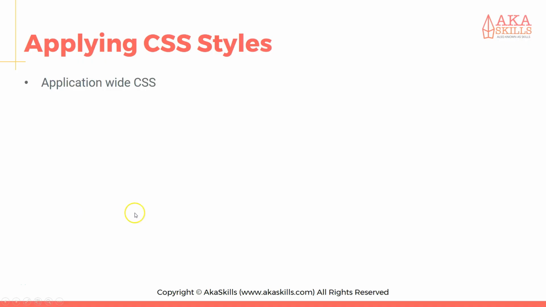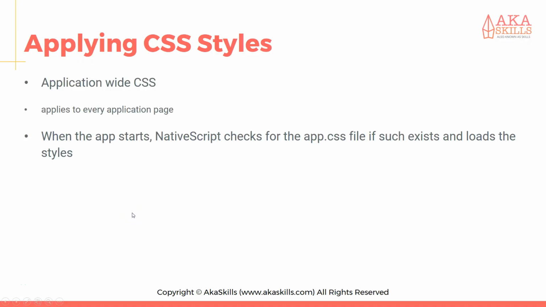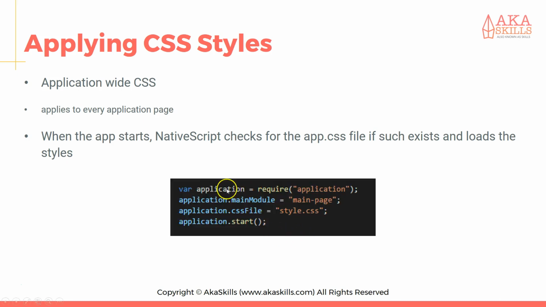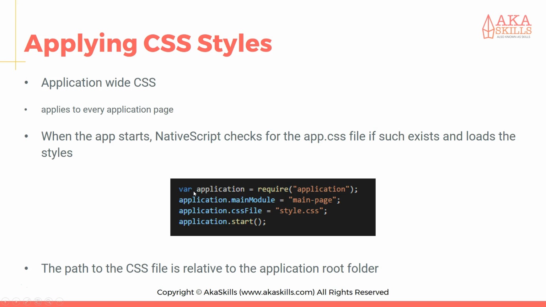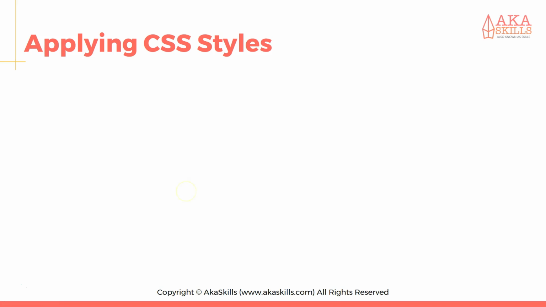Applying CSS styles. Application-wide CSS applies to every application page, and when the app starts, NativeScript checks for the app.css file, if such exists, and loads the styles. So we have var application equals require our application, then we're setting our main module to the main page that we have, and then we're saying .css file is equal to style.css, and here is where we're going to store our CSS. Then we're just starting our application.